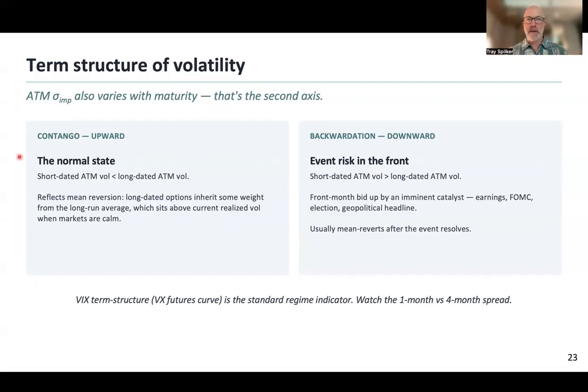So we have two common regimes. The first is contango, which is upward sloping and is considered the normal state. Basically, what this means is the market expects volatility to revert towards the mean over a long run average. So longer dated options, way out, right, carry slightly higher volatility than near dated ones because they're more sensitive to oscillating around that average. Essentially, you have to pay more in terms of volatility, as it were, for longer dated options.